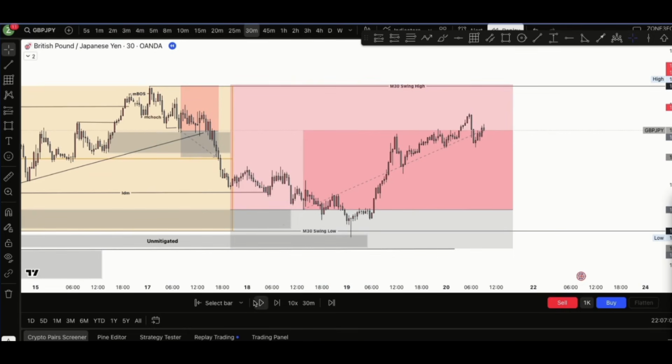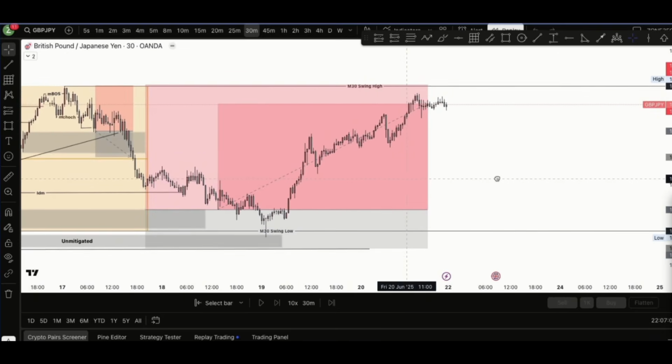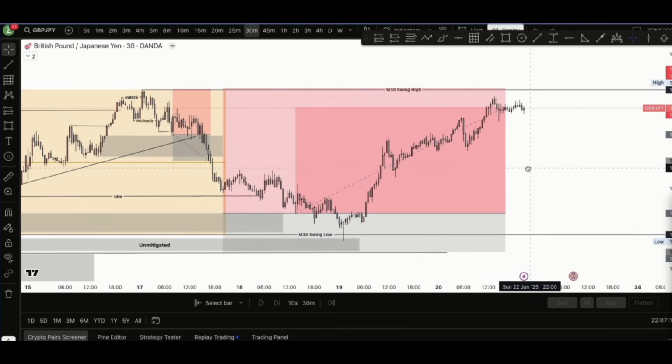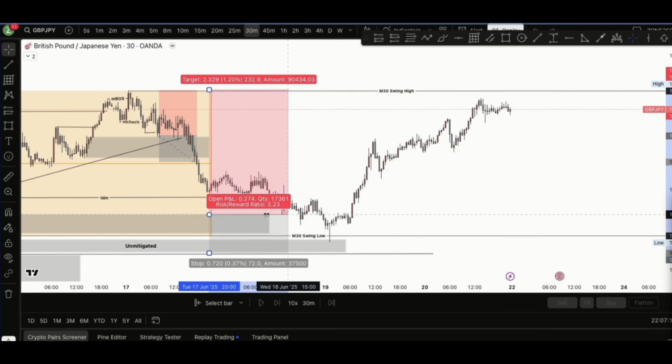So from here, this is where we are currently. That is where the market closed. So now let's look at the way forward. Next week, what is going to happen?